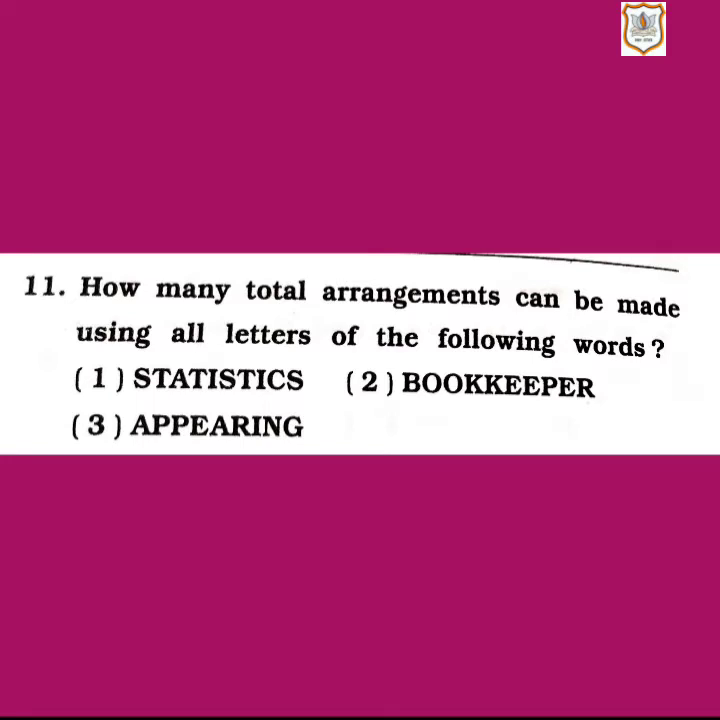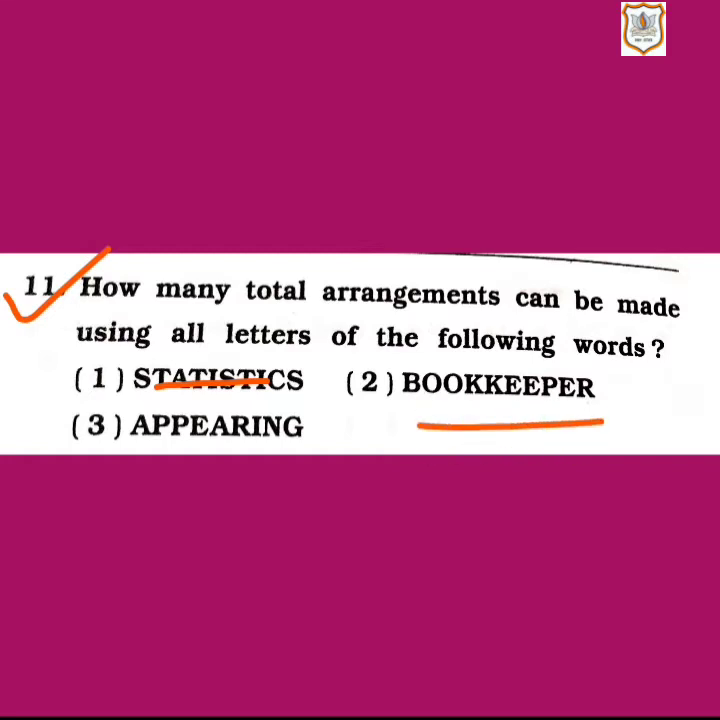Let's read question 11. How many total arrangements can be made using all the letters of the following words? First, statistics. Second, bookkeeper. Third, appearing. Now we have to make total arrangements using these words. If you read this word statistics, some of the letters are repeating in it. For such types of words, when you have to arrange the letters, you have to arrange with the help of the identical permutations formula.